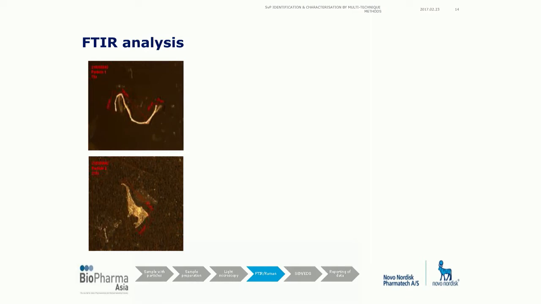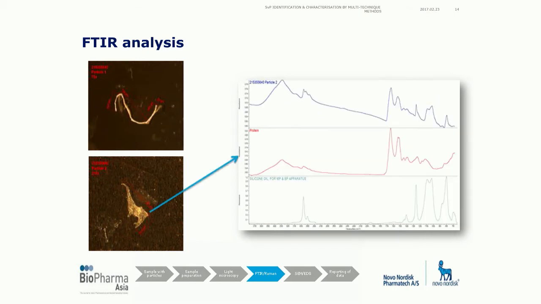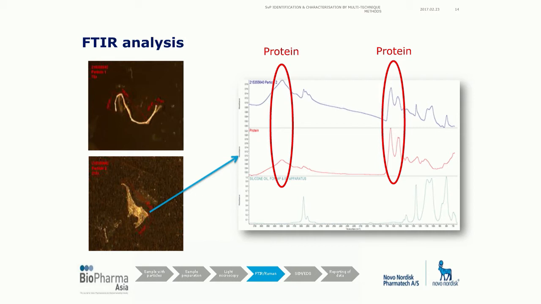In this case, when we measured the first particle, we saw that this had a spectrum that was well correlated to the reference spectrum of cellulose. While when we had a look at the second spectrum, we could see a more mixed picture. We saw some peaks that originated from protein, while other peaks in the spectrum could be assigned to silicone oil left in the particle.